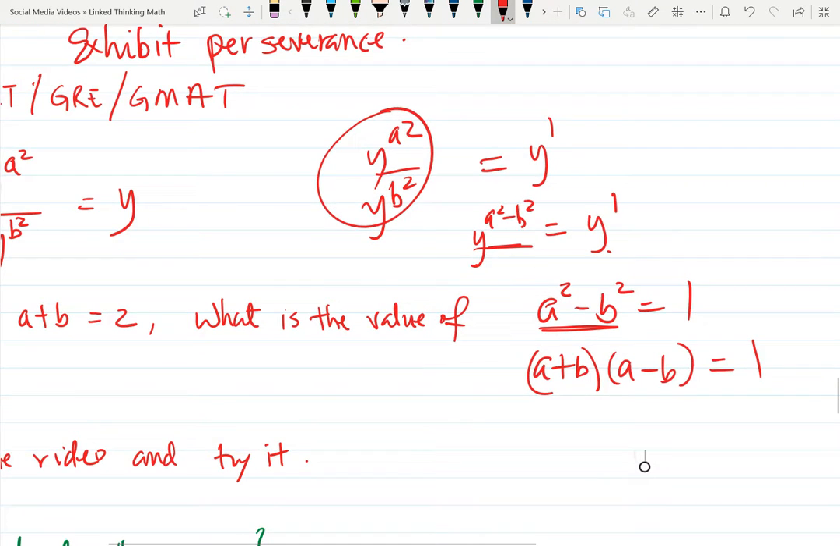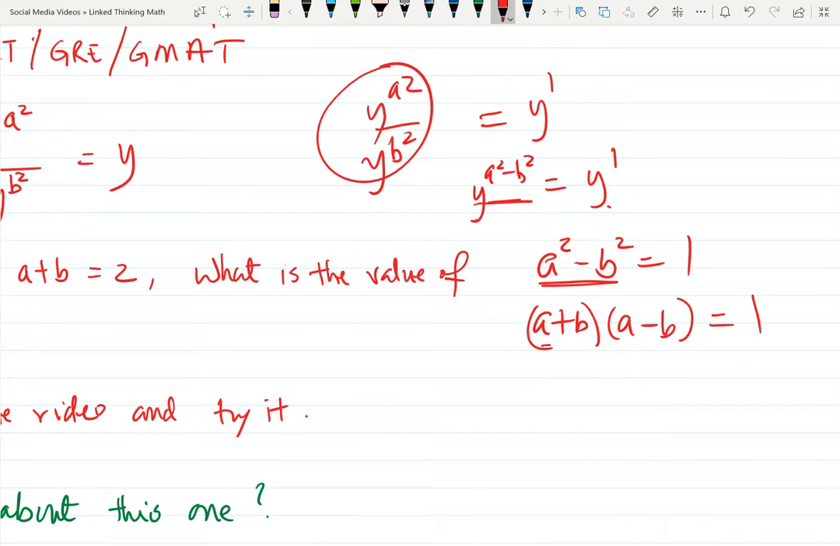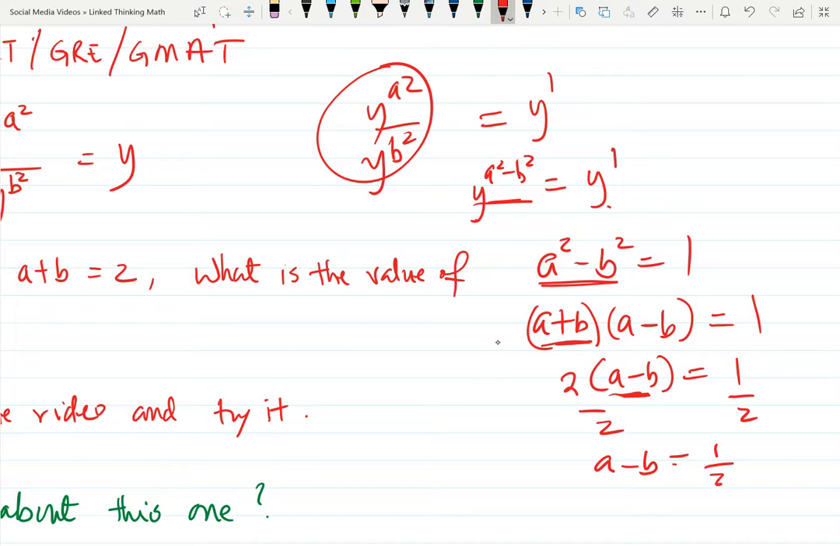Cool? What have you been given in the question? They say a plus b is 2. So 2 multiplied by a minus b equals 1. Then the final question is, what is a minus b? How do we get it? We divide both sides by 2. So a minus b is equal to half, or 0.5. There you go. That's your answer.